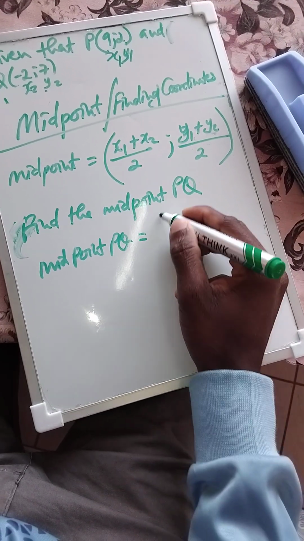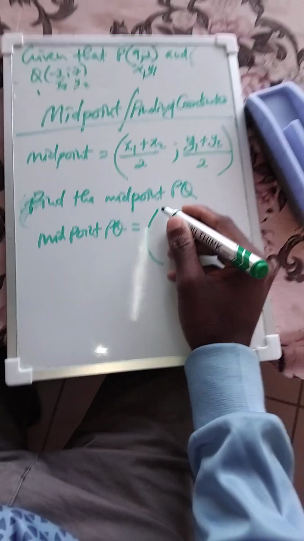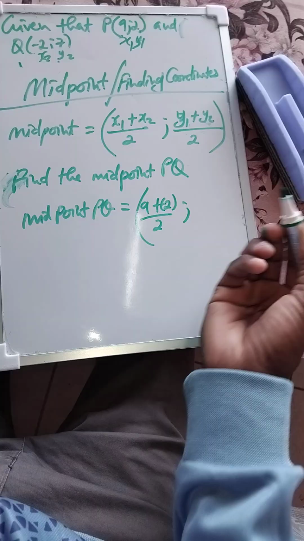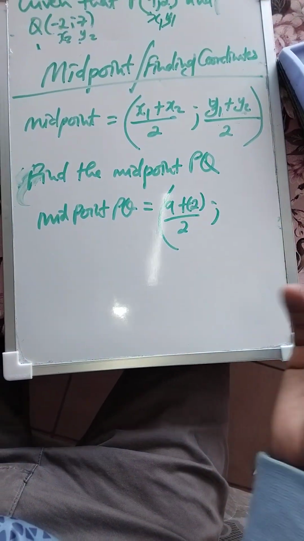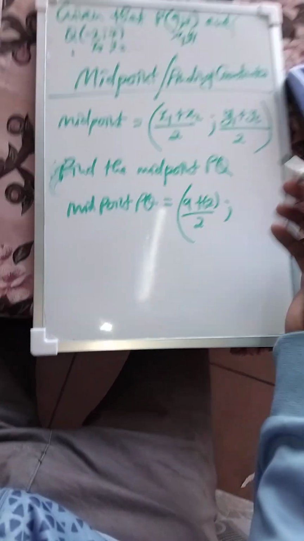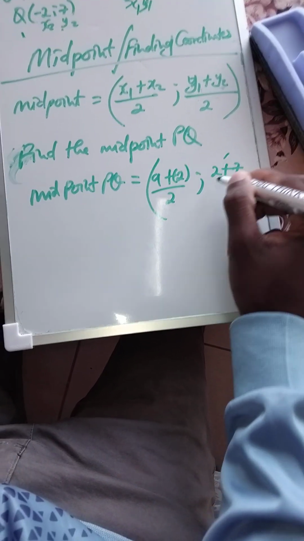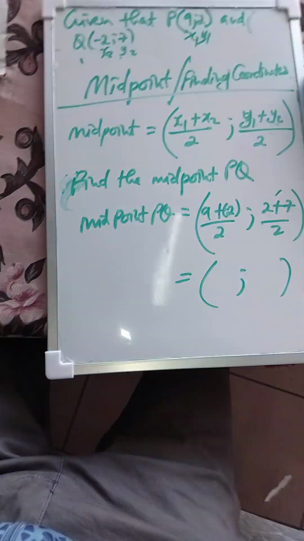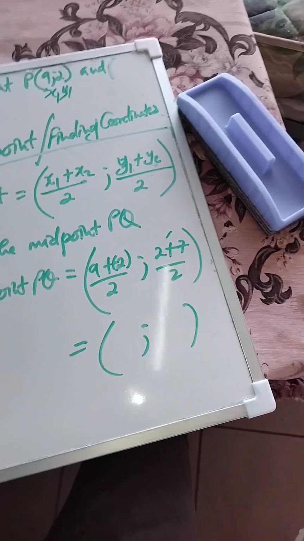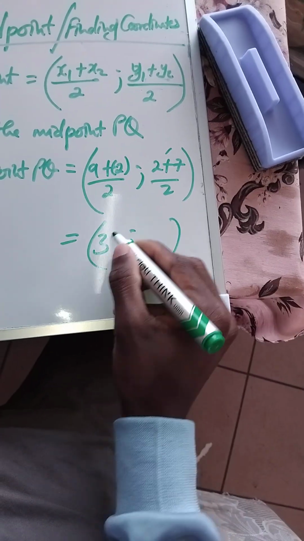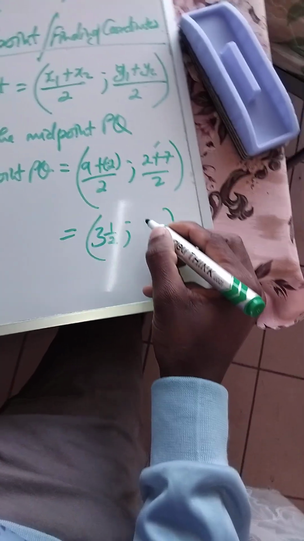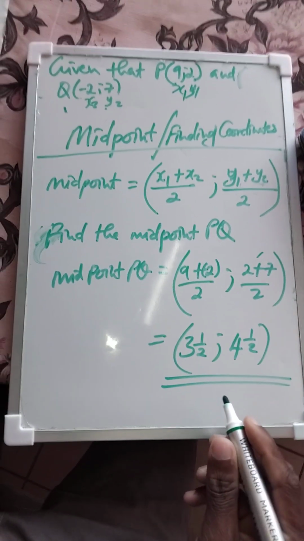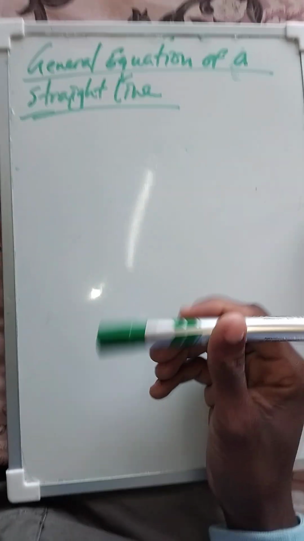So the midpoint of PQ is x1, that is 9 plus negative 2 over 2, and x1 and y1 we already know, so 2 plus 7 over 2. So our coordinates are 3.5 here and 4.5 here. That's our midpoint coordinates.